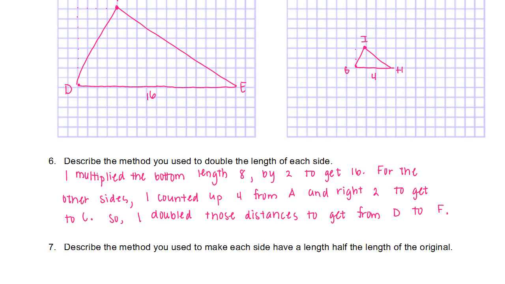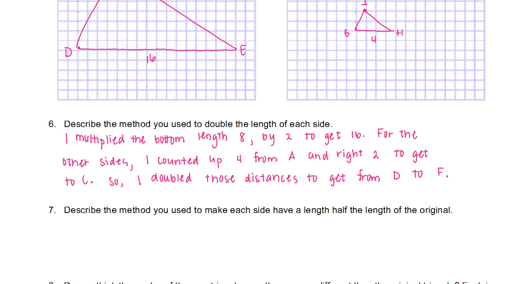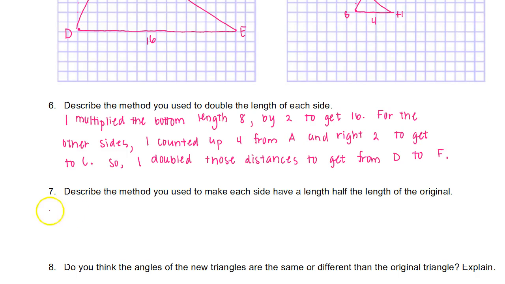So now we need to explain how we made each side of the original triangle have a length half as big. So I'm pretty much going to write the same thing except change a few words. So I multiplied the bottom length by 1/2 to get 4 from 8. So we originally had 8 units for the bottom length, multiplied it by 1/2, and that's how we got 4.